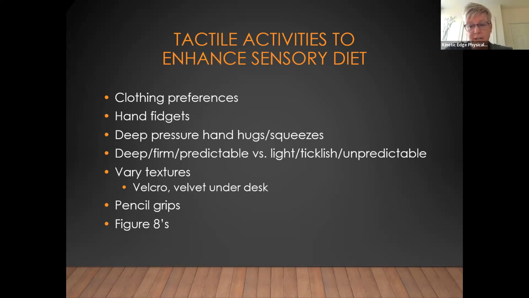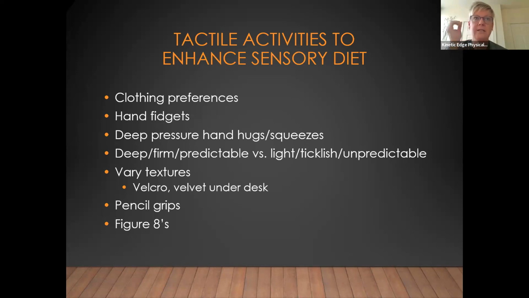Sometimes you can provide textures on a desk, putting Velcro or different textures on the bottom of a desk so a child can rub that if they are seeking out touch in other ways, like touching their classmates. That would be a good way to replace that behavior. Sometimes pencil grips will have different textures on them, so those can be used to provide extra sensory input.